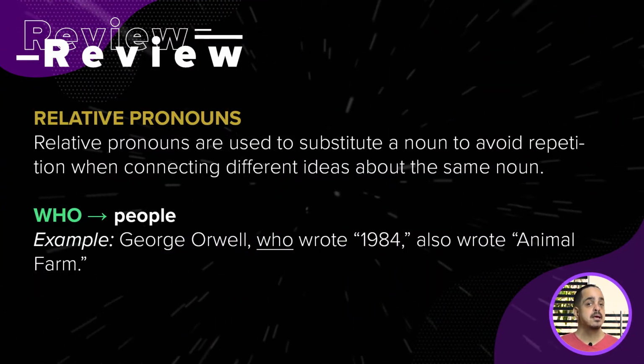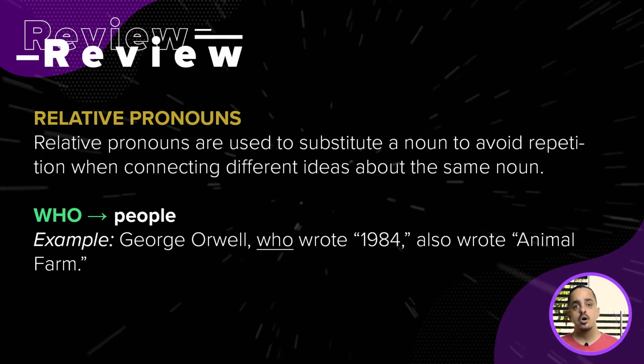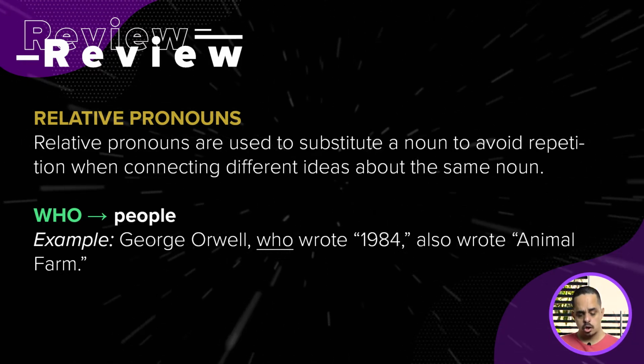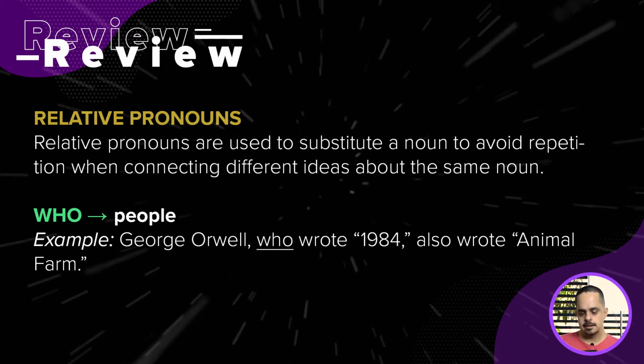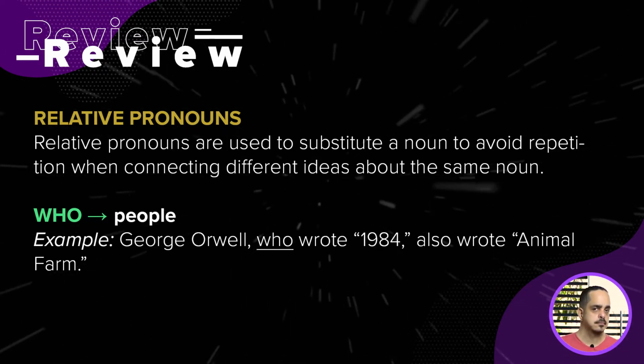This class is about relative pronouns. Before we talk about the relative pronouns, let's remember what pronouns are. A pronoun is a word that substitutes a noun. A relative pronoun is used when I need to substitute a noun to avoid repetition, when I am connecting two different ideas about the same noun. If I want to talk about people, I'm going to use the relative pronoun who. For example, George Orwell, who wrote 1984, also wrote Animal Farm.